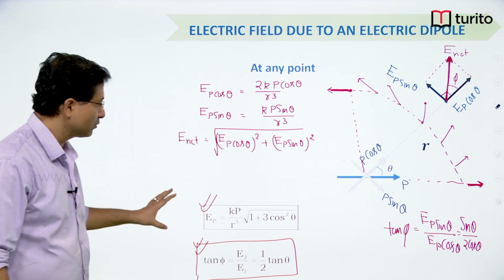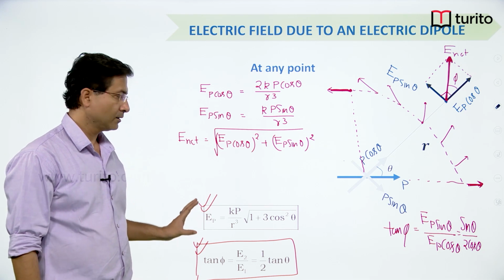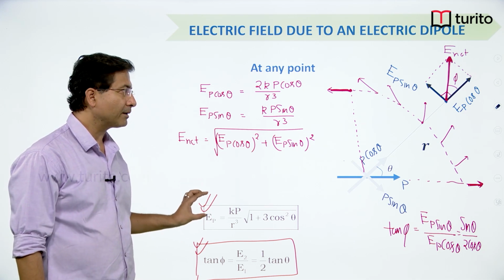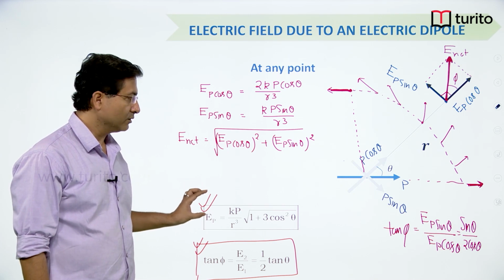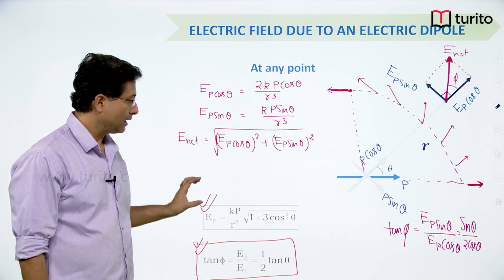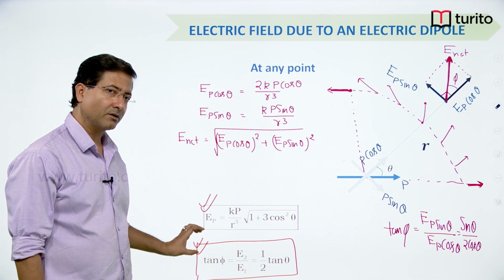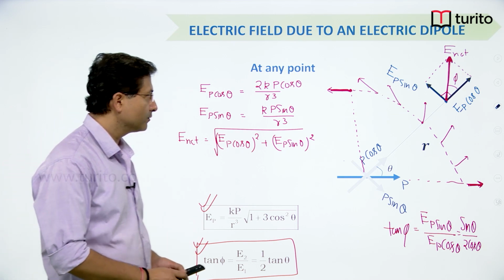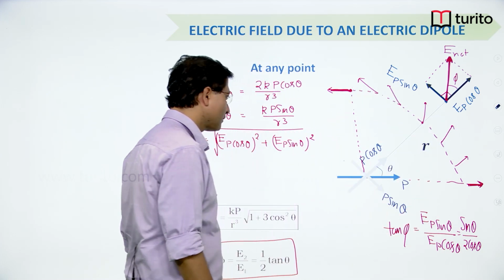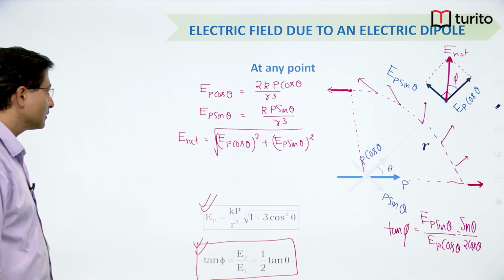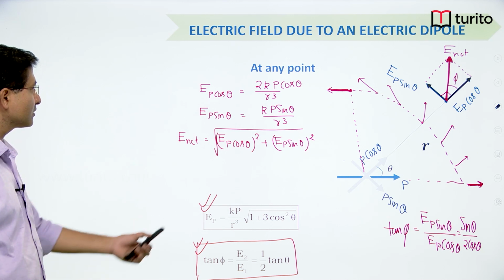So I hope these two expressions are clear. This is the expression for the net field at any point around the dipole, and this is the direction of the field at that particular point. Now, I hope this point is also clear. Let us see one simple example based on this concept.